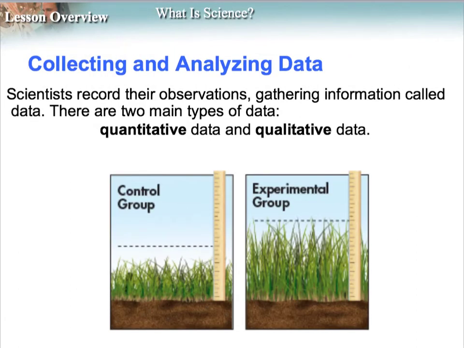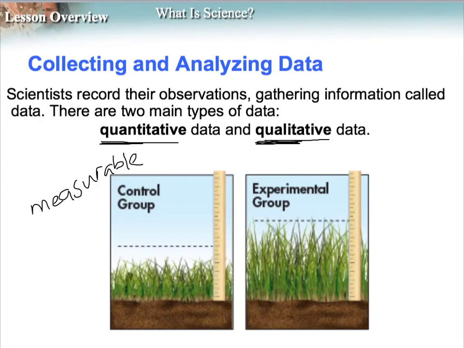So the amount of grass growth depends on the amount of fertilizer. Then scientists can record their observations by gathering information called data. So there's two different types of data: quantitative data and qualitative data. When we're talking about quantitative data, you want to think about quantity. So this is something that we can measure. Measurable. So that would be like the grass height, right? We can measure that by using a ruler or a yardstick.